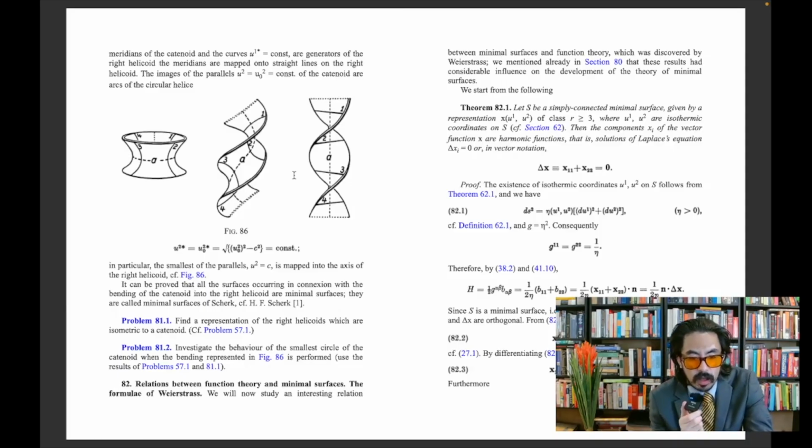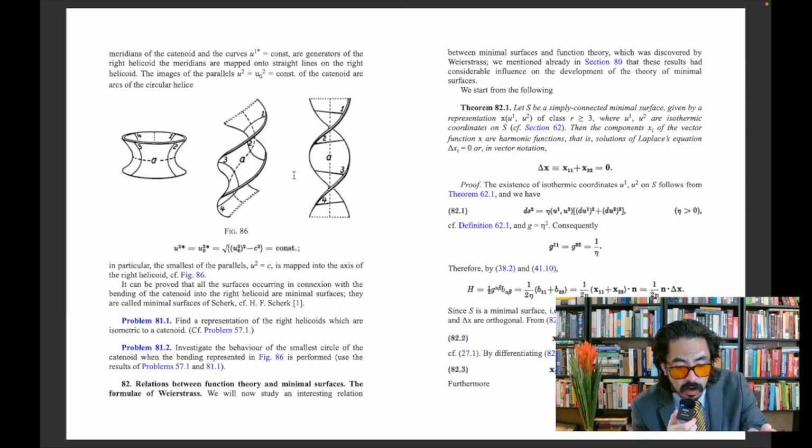The images of the parallels where u2 equals u2 naught, which are equal to a constant of the catenoid, are arcs of the circular helix, where u2 star equals u2 star naught, which is equal to the square root of u2 naught squared minus c squared, which is equal to a constant. In particular, the smallest of the parallels, where u2 equals c, is mapped into the axis of the right helicoid, which we see in figure 86 above.